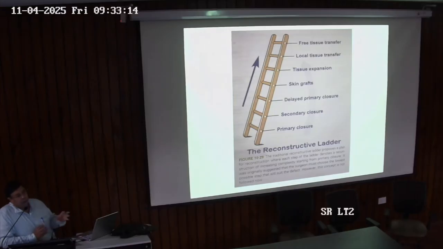Then we can do purse string suturing, in which the purse string is tightened every day, and so the wound gap gets smaller. And as we have discussed, we can go for skin grafts. Then we can do local tissue transfer. We can give a cutaneous flap or musculocutaneous flap or free flap.